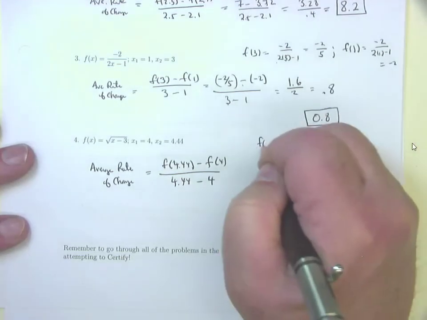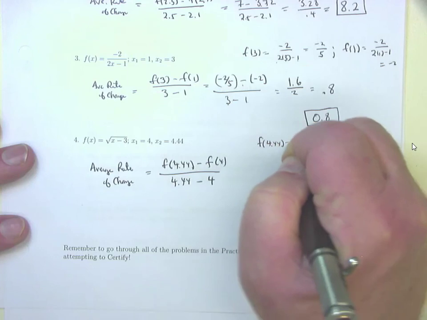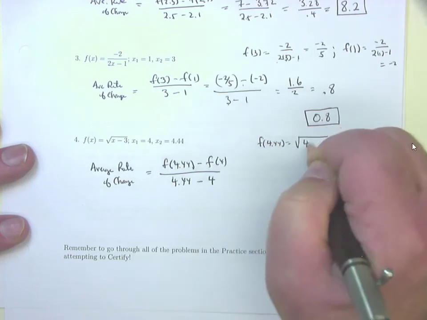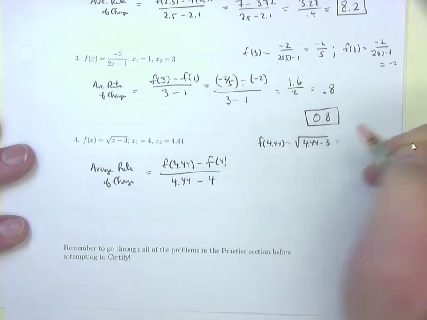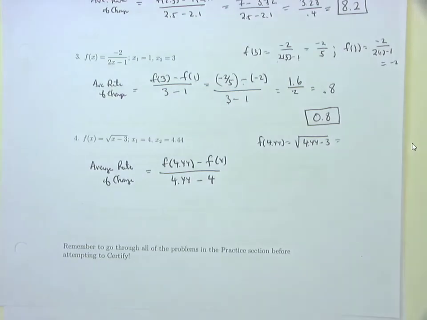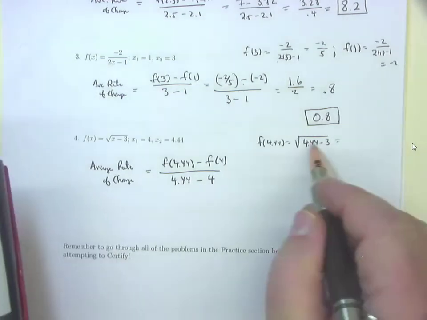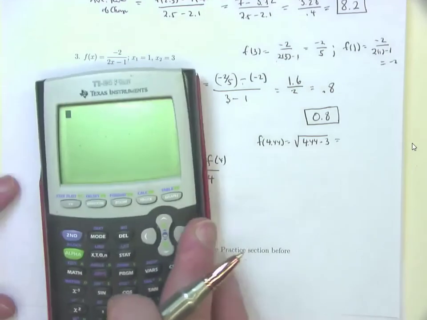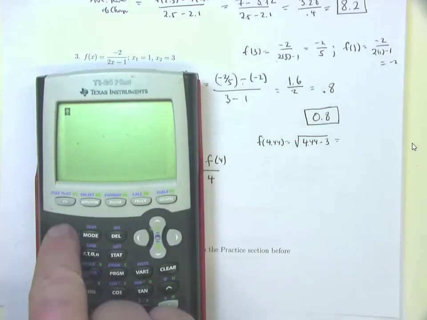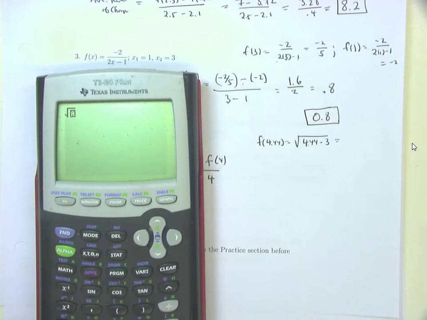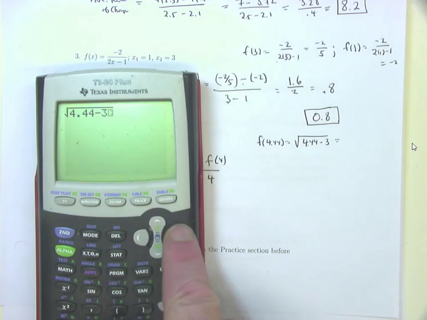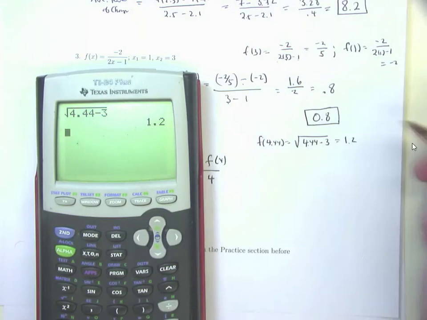So, what is f of 4.44? That'll be the square root of 4.44 minus 3. And that's like 1.2 or something, because 4.44 minus 3 is 1.44. And so when we take the square root of 1.44, I'll just type it in like this. The square root of 1.44 is 1.2 is what I get.